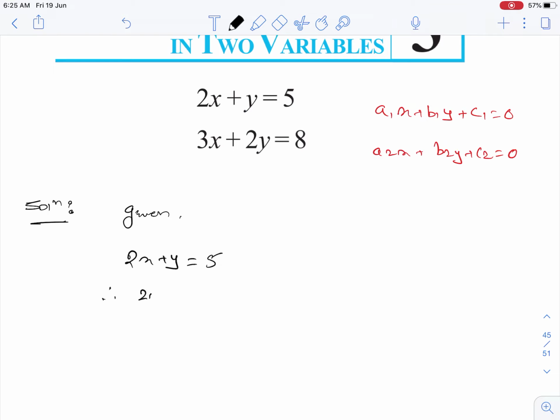So now it will become 2x plus y minus 5 equals 0, and the other equation, 3x plus 2y equals 8, therefore 3x plus 2y minus 8 equals 0. From the first equation we are going to decide the values of a1, b1, c1, and from the second equation we are going to decide a2, b2 and c2.